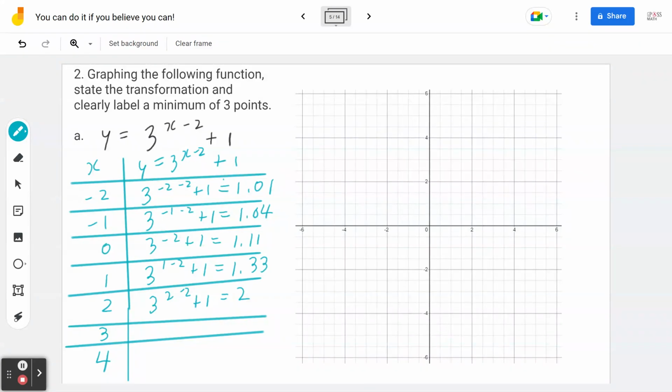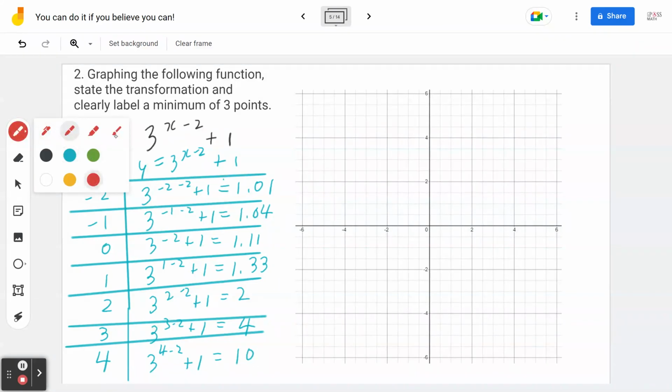If you think about x equal to 3, that's going to be 3 to the power of 3 minus 2 plus 1. That's going to be 3 to the power of 1 plus 1. That's going to be 4. And of course, if you plug in 4, that's going to be 3 to the power of 4 minus 2 plus 1. That's 9 plus 1, which is 10, which is beyond the scope of the graph.